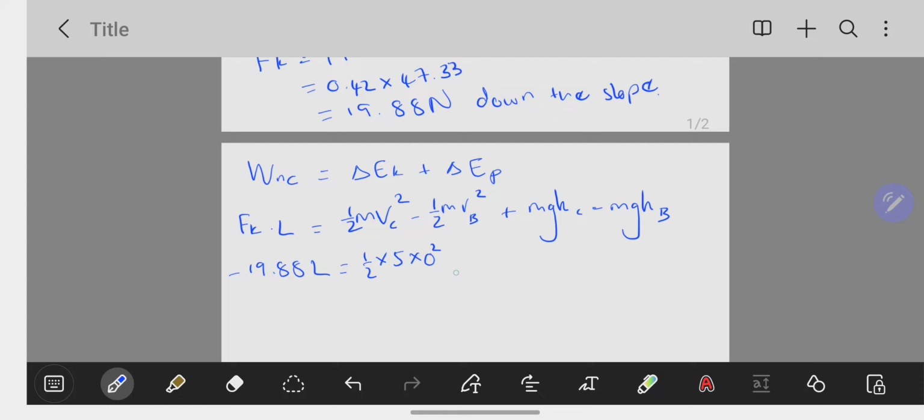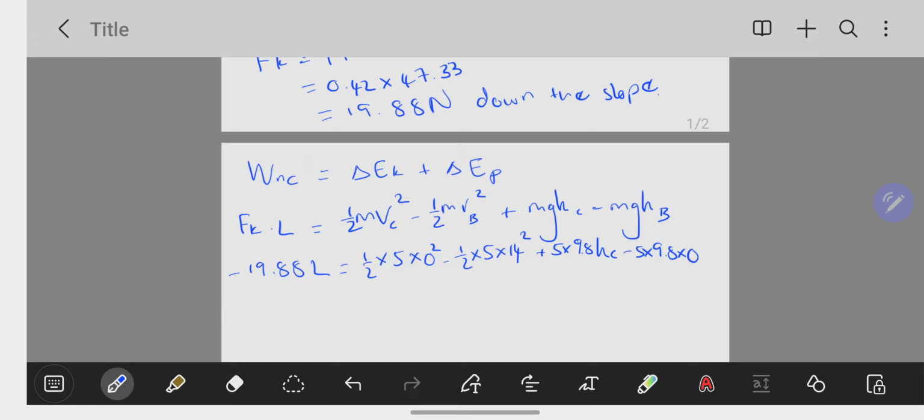the velocity squared at C. Now, it comes to a stop at C, so the velocity is 0. That's 1 over 2 times 5 times the velocity at B, which is 14 meters per second. Then plus the mass 5 times 9.8 times the height at C, which we don't know, minus 5 times 9.8 times the height at B, which is 0.